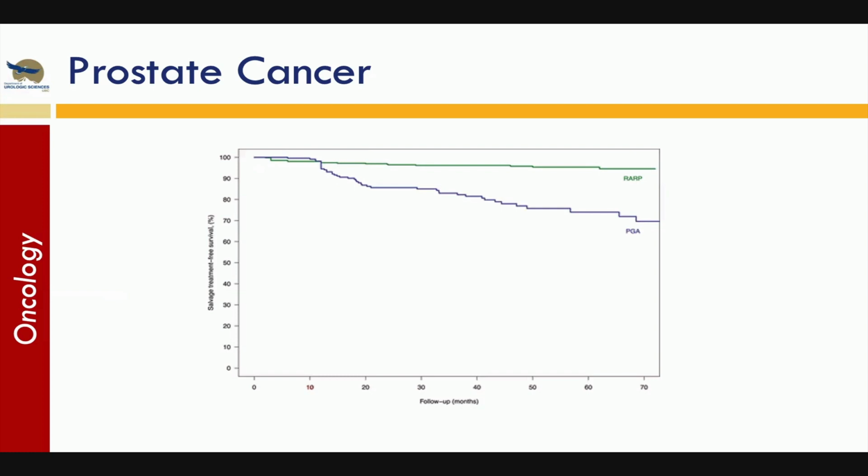But I think you take one look at this Kaplan-Meier curve, it basically shows over time how many patients needed a salvage something, mostly a salvage prostatectomy. And I think it's pretty unequivocal that partial gland ablation is inferior to just a first-line prostatectomy in this particular study.